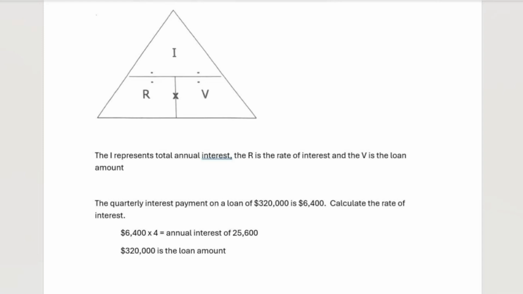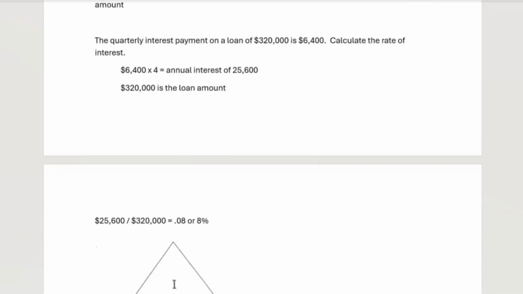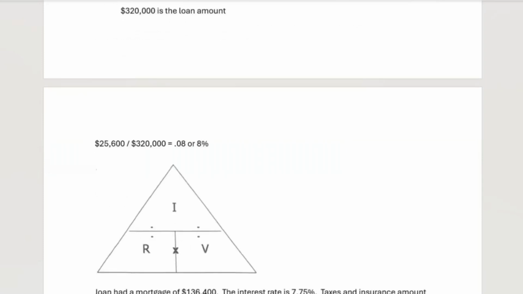We have a loan amount of $320,000. That can go into the V. So remember, the I divided by the V will give us the R. So if you have annual interest of $25,600 divided by your $320,000 loan amount, it's going to give you 8% rate of interest.